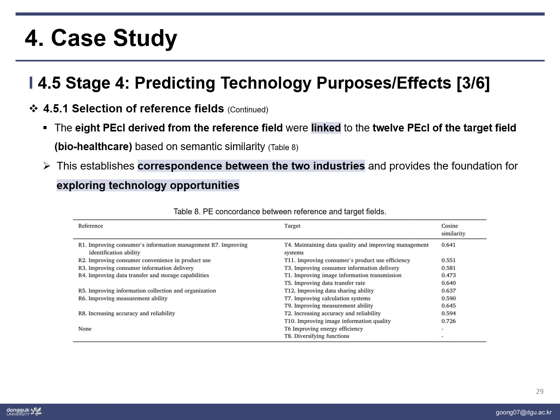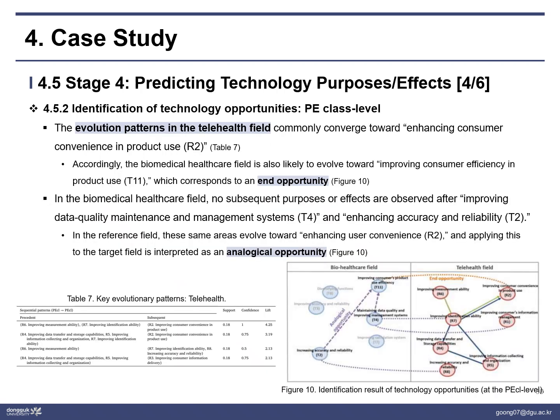Technological purpose effect classes of the reference domain and the target domain are linked. Through this, the foundation for exploring technology opportunities is established. The evolution patterns of the telehealth domain are shown in Table 7. In Figure 10, the end opportunity and analogical opportunity patterns can be identified.